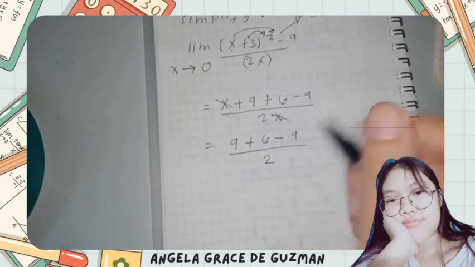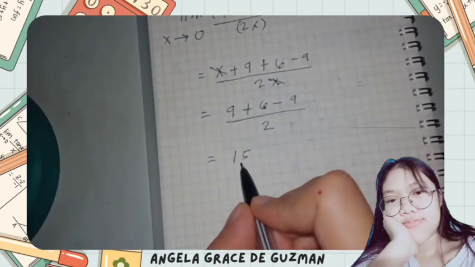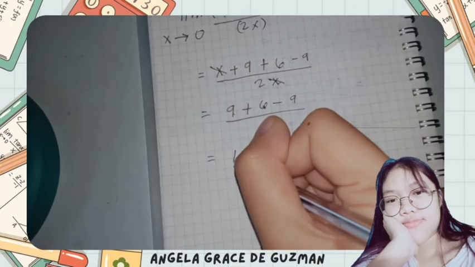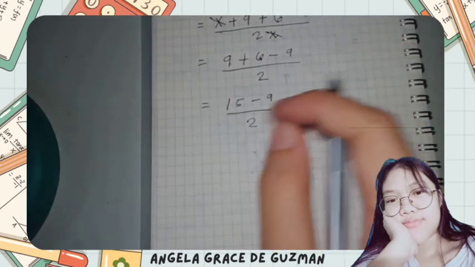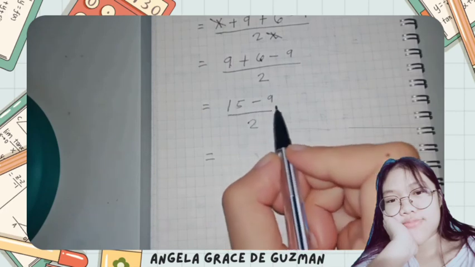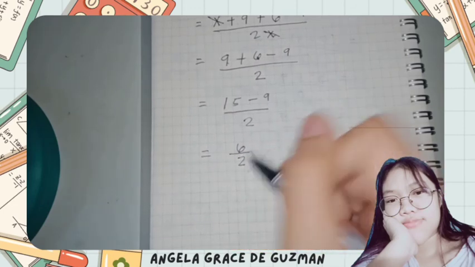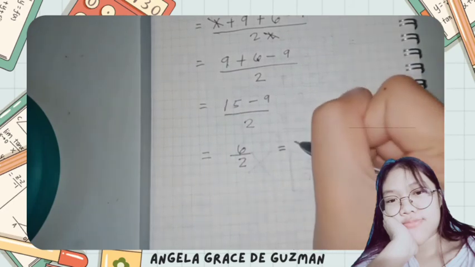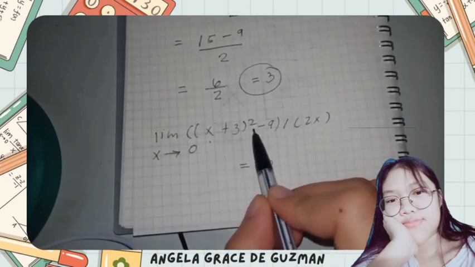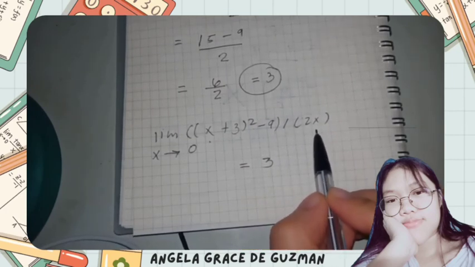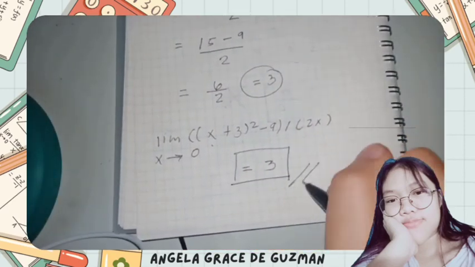Then, the next step will be, we are going to add these two. Then, 9 plus 6 is equal to 15 minus 9 divide 2. And then 15 minus 9 is equal to 6, then divide 2, and then 6 divide 2 is equal to 3. So, limit of (x plus 3) squared minus 9 divide 2x as x approaches 0 is equal to 3. So, this is the answer. Thank you.